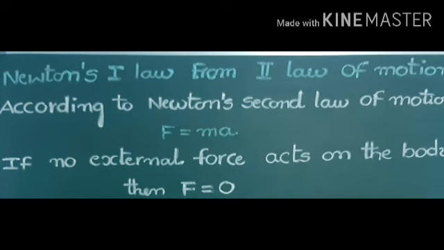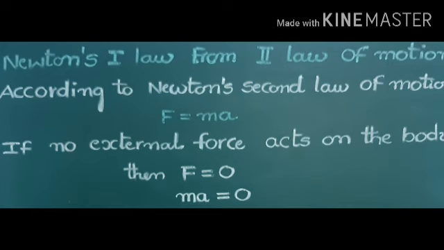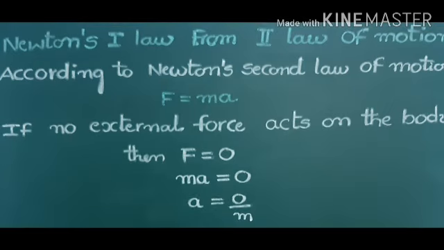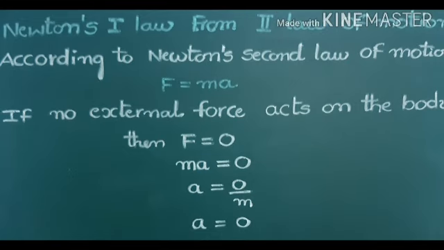Now let us assume that there is no external force. So F equal to 0. So ma equal to 0. F means ma, substitute ma equal to 0. And a equal to 0 by m. 0 by m means 0. So the acceleration you are getting is 0.